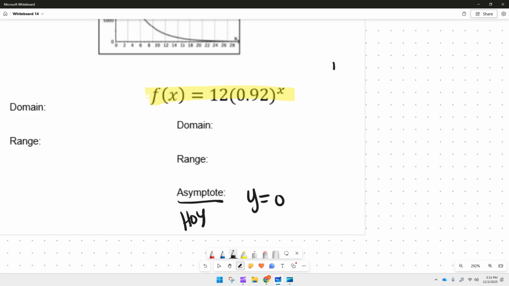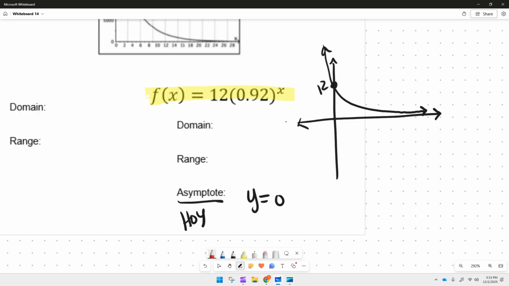Our graph would look like something like this. So I have my y-intercept up here at 12, and this is a decay. My asymptote is going to be a horizontal line here, y equals 0. That would be the equation for the asymptote. That's a very key concept that I'm telling you for your test. When you see a word that says asymptote, you're just going to put y equals 0.